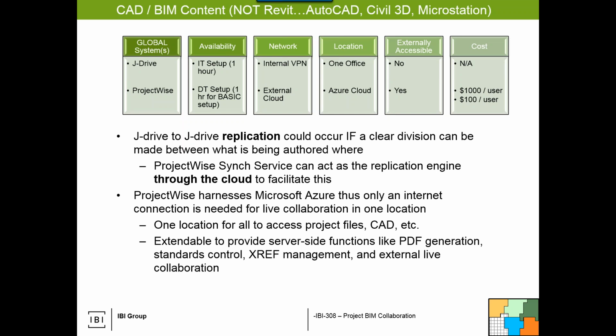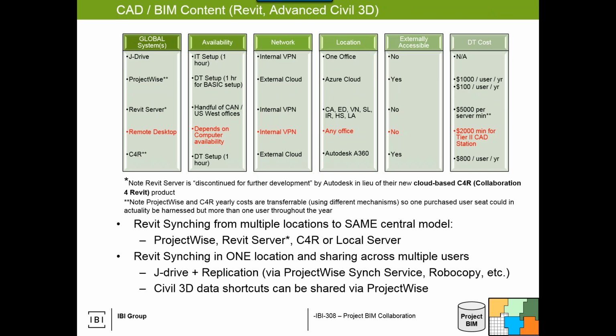We could harness ProjectWise itself, and that has a lot of integration we'll talk about with AutoCAD and MicroStation. Single access to all files, locally caches down to the user's machine, and offers control of XREFs, title block data, etc. And then the world of Revit and what I call advanced Civil 3D, that would be when you're sharing data shortcut projects. There's a couple options out there, and there is, again, the J drive.